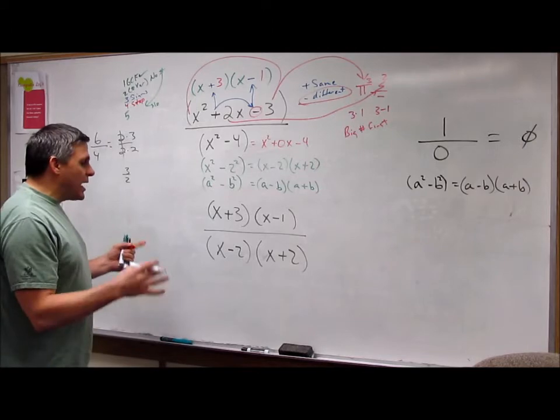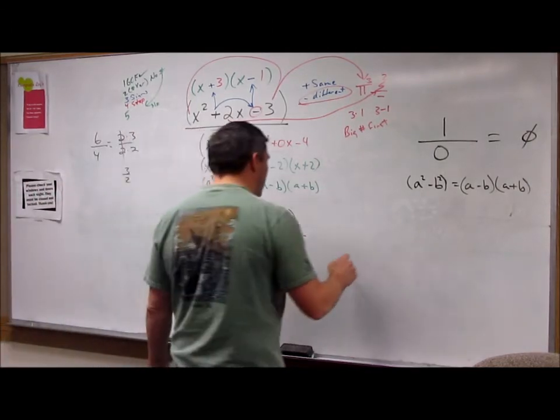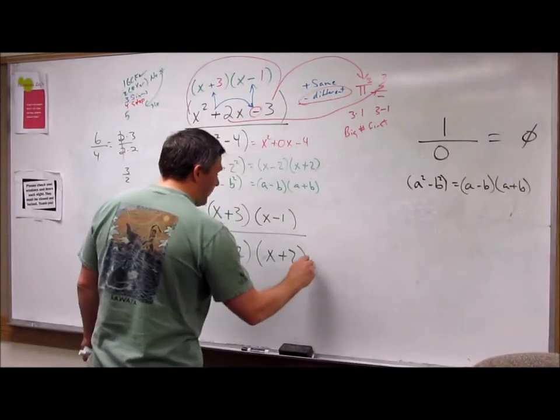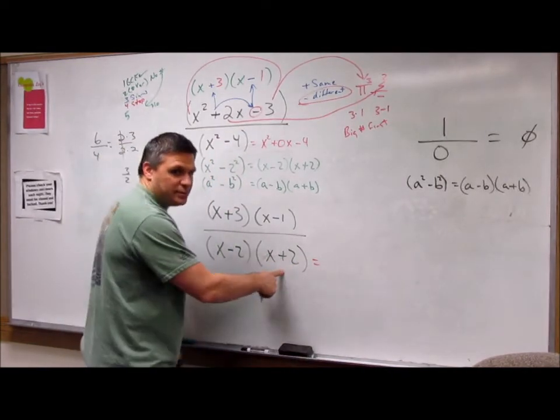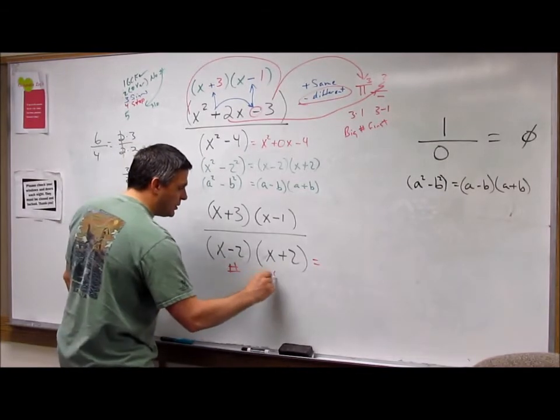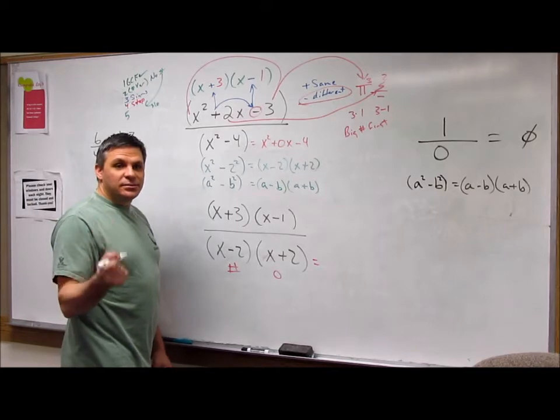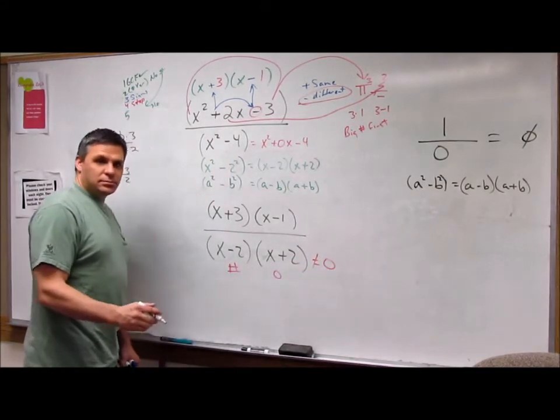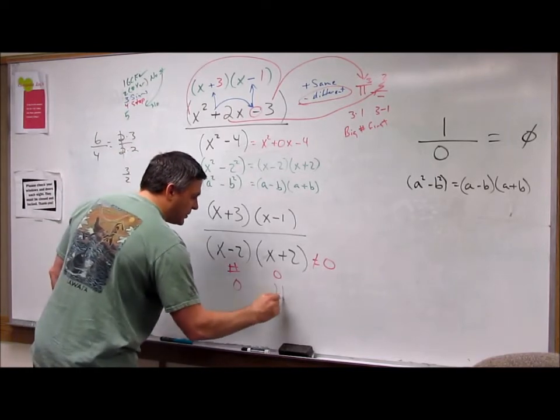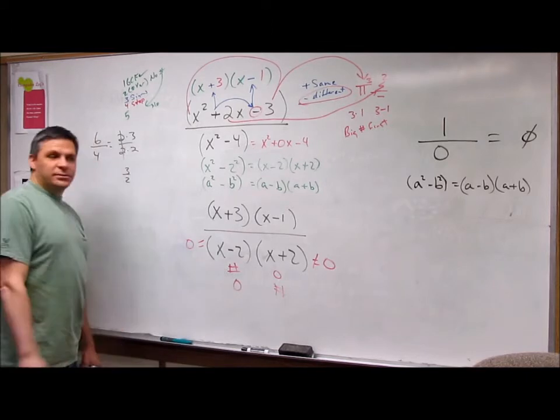And then what can x not be? Not 0. Remember, if this is 0, then a number times a 0 is what? A number times a 0 is 0. So this cannot be 0. But what's 0 times a number? 0. So this cannot be 0.